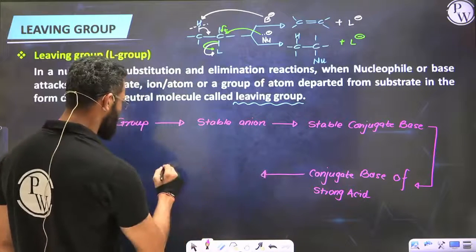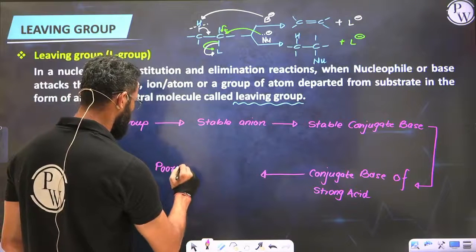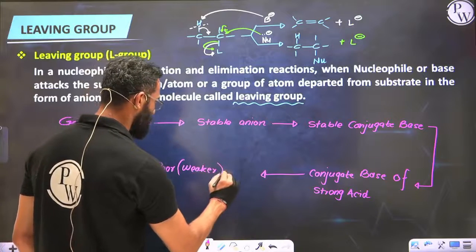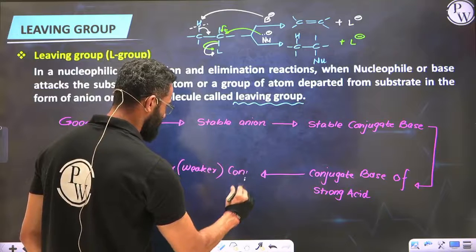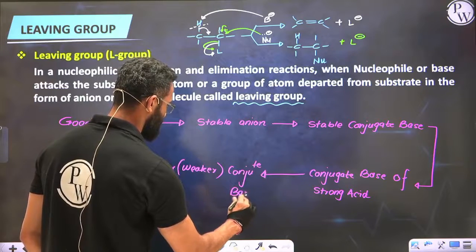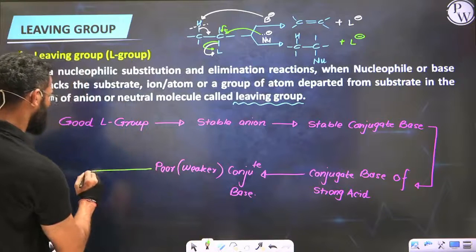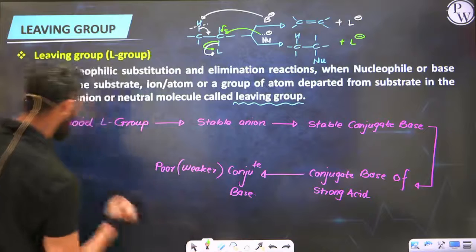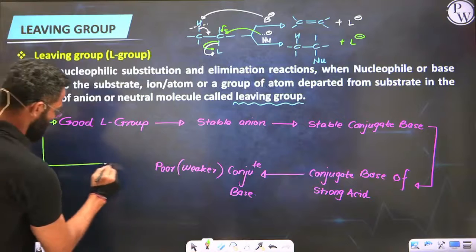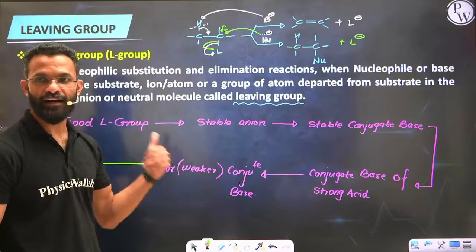So a strong acid's conjugate base is poor, or you can say weaker conjugate base, which means a poor conjugate base is a good leaving group. A poor conjugate base is a good leaving group. So guys, in short, what is a good leaving group? Poor bases are good leaving groups.